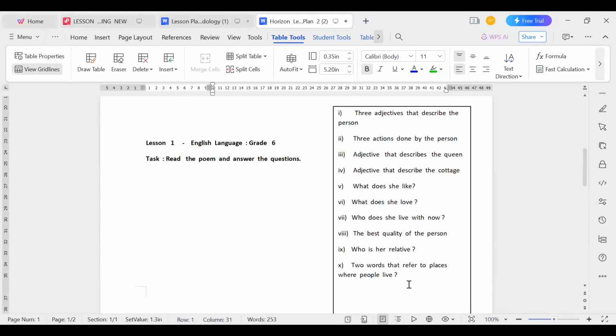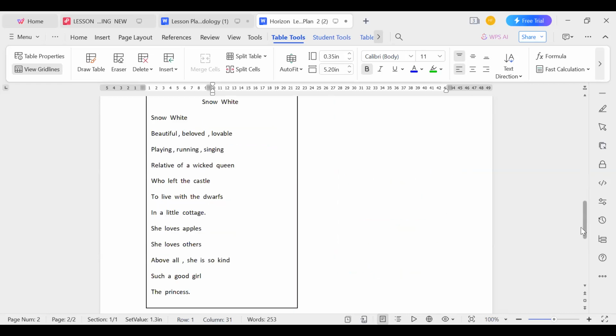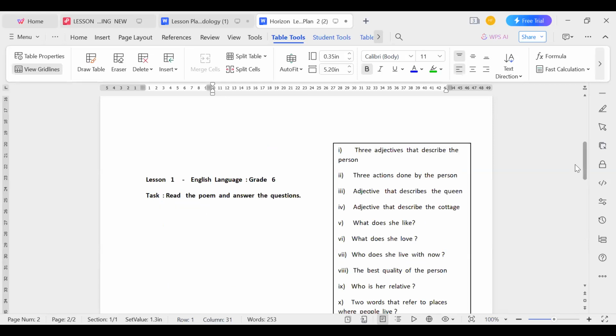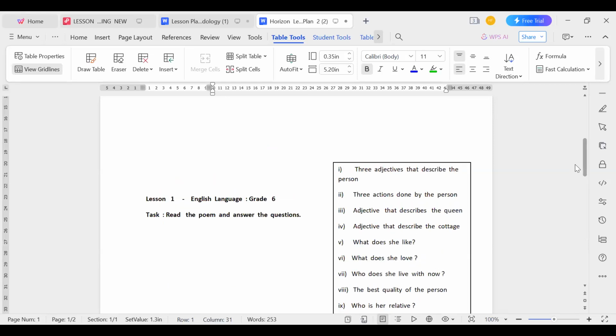The 3 adjectives that describe the person. 3 actions done by the person. Adjectives that describe the queen, adjectives that describe the cottage. What does she like? What does she love? Who does she live with now? The best quality of the person, who is a relative, 2 words that refer to places where people live. These 10 questions and the Snow White poem are my first activity materials. Are you okay?